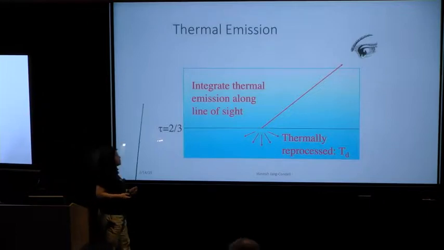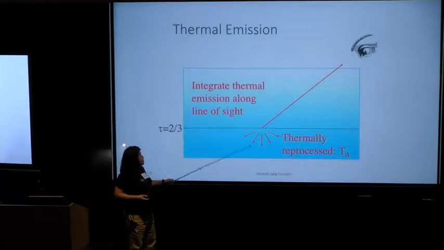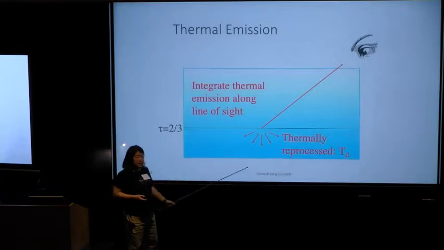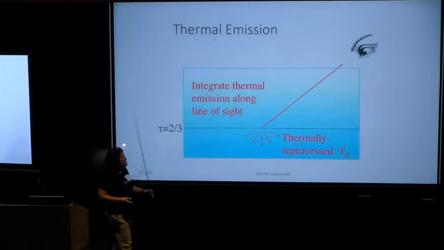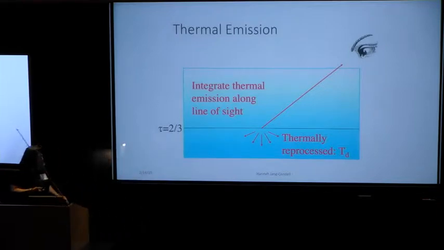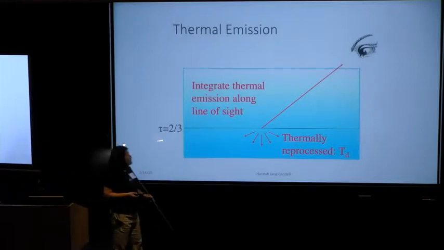So in my models, I basically model the thermal emission as well as the scattered light. Based on the thermal structure of the disk, you can integrate along the line of sight to see what the thermally processed radiation looks like.